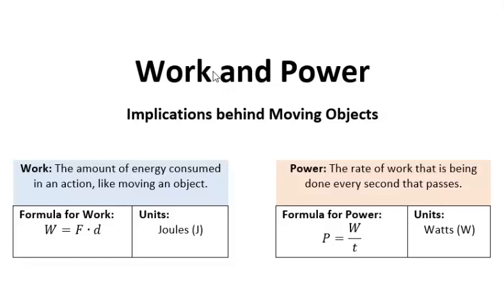Okay, we're going to talk about work and power. Work is the amount of energy that is consumed in an action, like moving an object. That's why when you work, you get tired, because you're wasting energy. Power is the rate of work that is being done every second that passes. So basically, how fast you are doing your work. The faster you are, the greater the power that you are using.